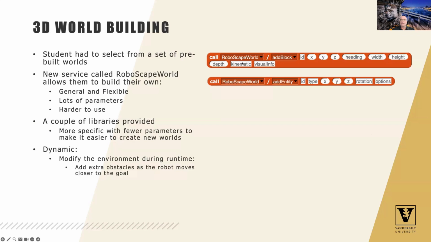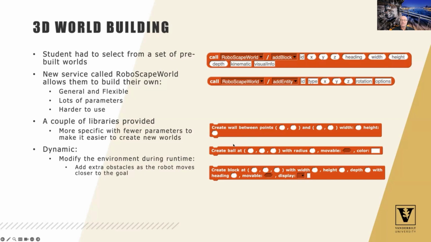We created another service called Roboscape World, where they can add various objects in this 3D world. Now, of course, this is very generic, and as such, it has a bunch of different parameters, and it's kind of more difficult to use. So we created some custom libraries on top of these calls, where you can create walls and balls and whatnot. So it makes it kind of easier to use. So depending on the user level and the needs, they can either use the custom libraries or just use strictly these RPC calls within the Roboscape service.